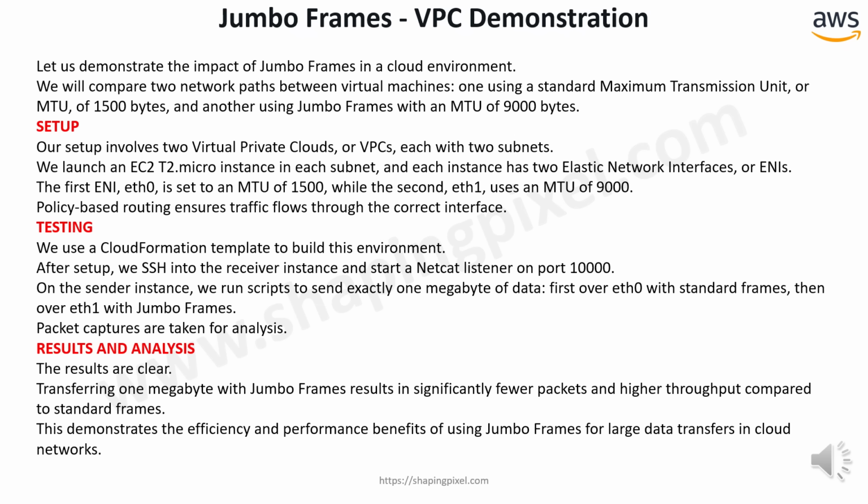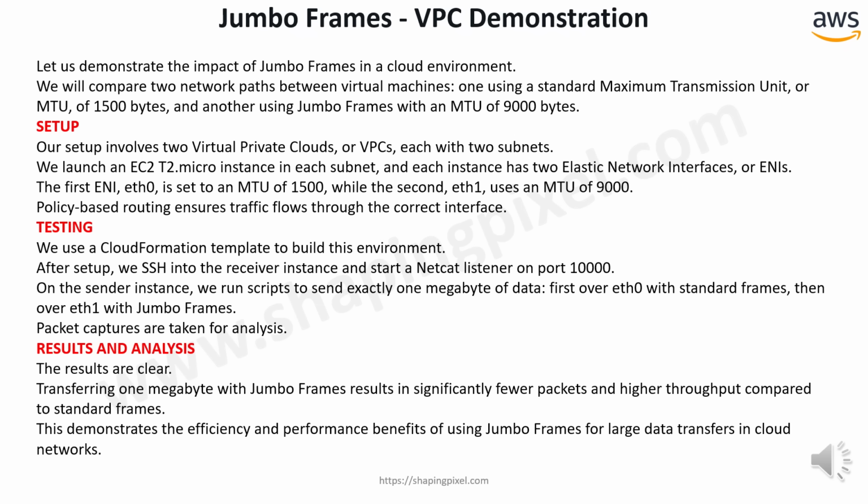Our setup involves two virtual private clouds, or VPCs, each with two subnets. We launch an EC2 T2.micro instance in each subnet, and each instance has two elastic network interfaces, or ENIs. The first ENI, ETH0, is set to an MTU of 1500, while the second, ETH1, uses an MTU of 9000. Policy-based routing ensures traffic flows through the correct interface. We used a CloudFormation template to build this environment.